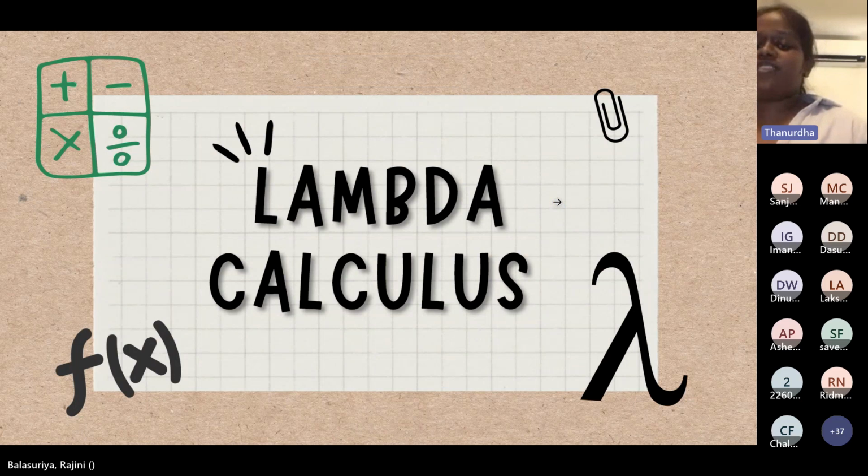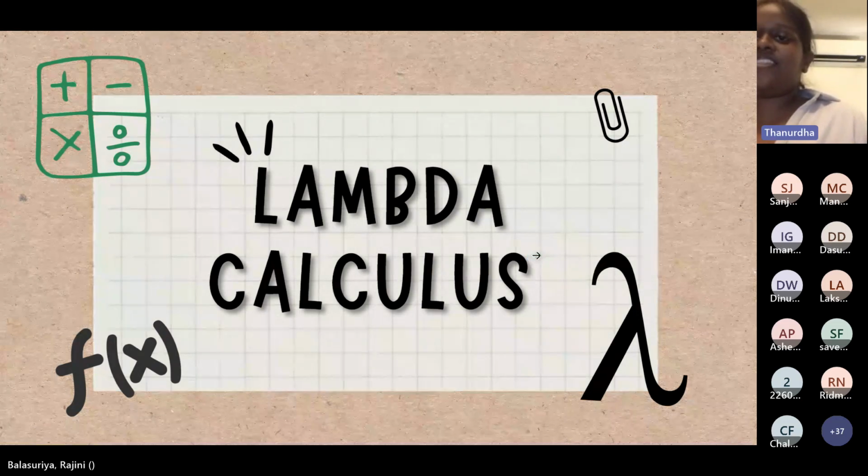So good evening, everyone. I know this is not our usual setup for the class, but it's not like we're not used to this. The only thing that's different is the sickness that is spreading. So our presentation today is about lambda calculus. I'm pretty sure most of us here haven't heard about lambda calculus, and we put up a presentation to give you a small idea about what lambda calculus is. So next slide.